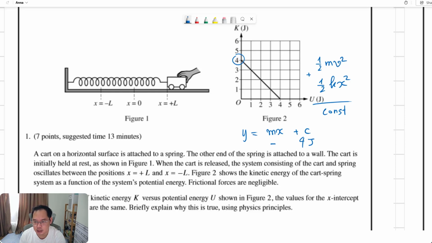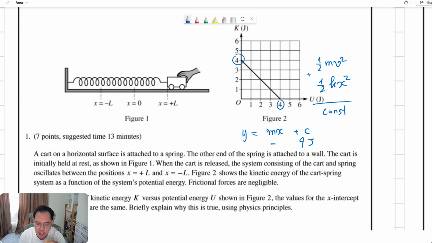Because if it is not a constant but decreases with time, the graph wouldn't be a straight line like this, but a curve. On the graph of kinetic energy versus potential energy shown in the figure, the values of the x-intercept and y-intercept are the same: 4 joules here and 4 joules here. You see that the maximum potential energy is also 4 joules, meaning the mechanical energy of the system is conserved.